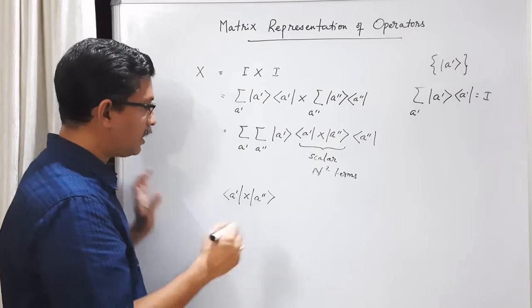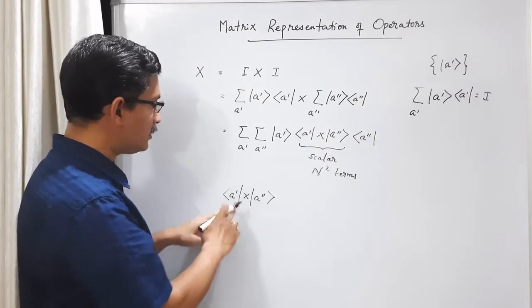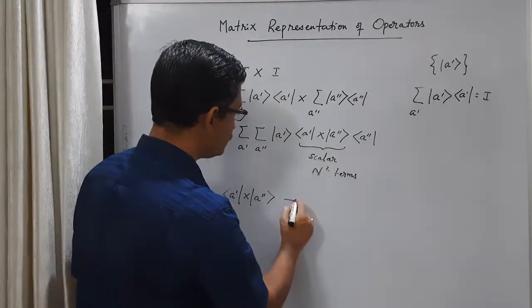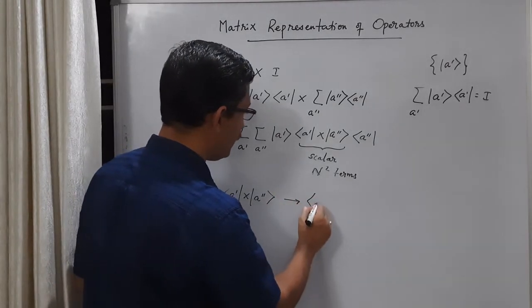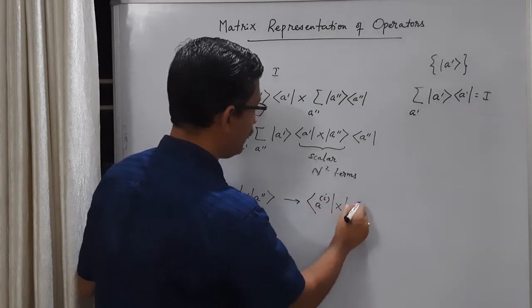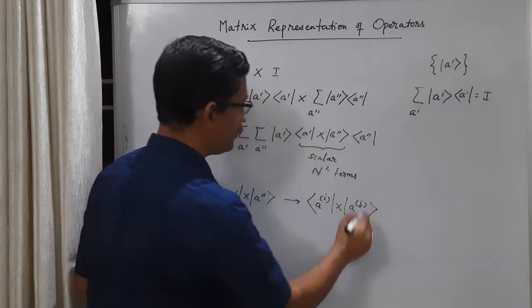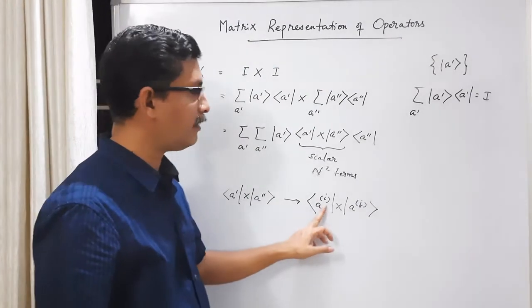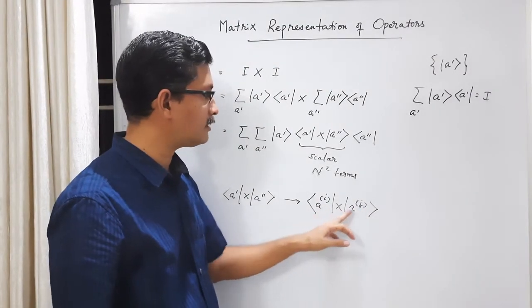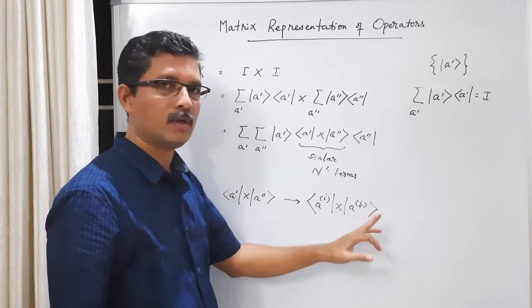Okay, so for the convenience of writing in the matrix form, instead of a prime and a double prime, let me use another indexing like this: ⟨ai|x|aj⟩. Here i can vary from 1 to n, and j can vary from 1 to n. So something like ⟨a1|x|a1⟩, ⟨a1|x|a2⟩, like that.